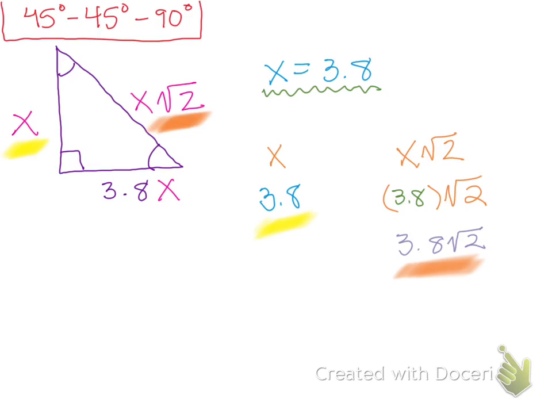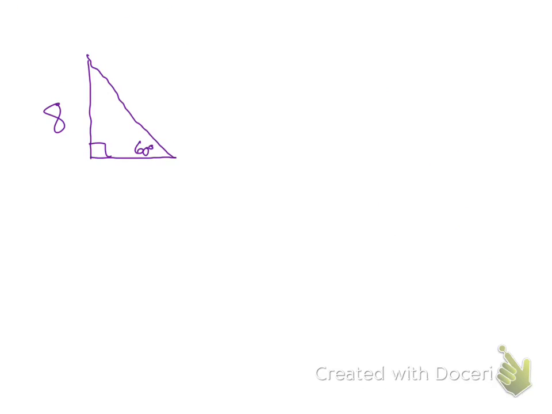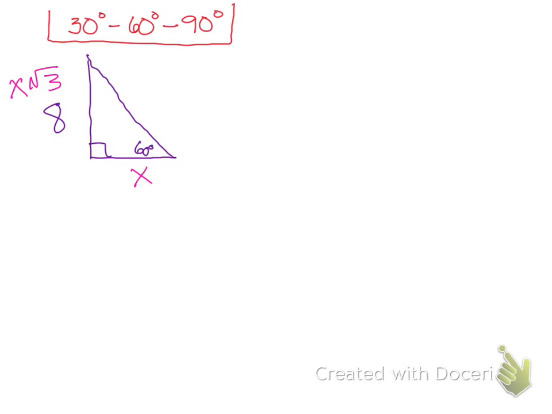Okay, let's try another example. This is a 30, 60, 90 right triangle because it's got a 60 degree and a 90 degree, so it has to be 30, 60, 90. Opposite 30 degrees is x. Opposite 60 degrees is x root 3. Opposite 90 degrees is 2x.